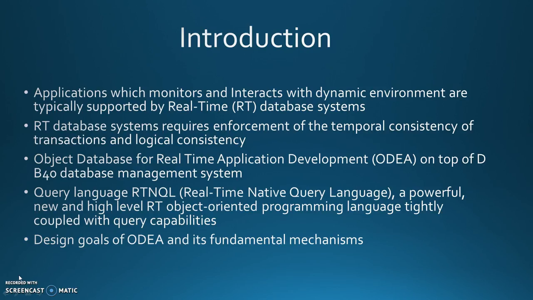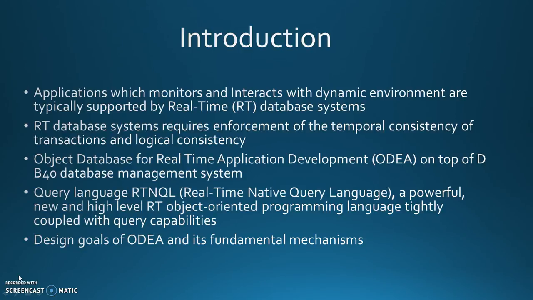In this paper, the authors have given an example of such applications, which interact with a dynamic environment and are typically supported by a real-time database system. For example, agile manufacturing, traffic control, and target tracking, which have a sensor that senses the real-time environment data and derives accordingly. So these types of applications often involve real-time world entities, and they have complex relationships among them.